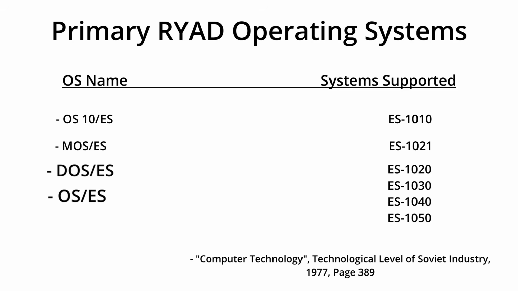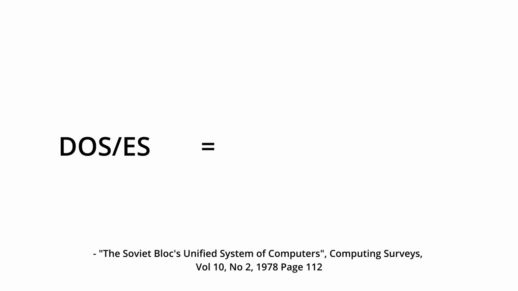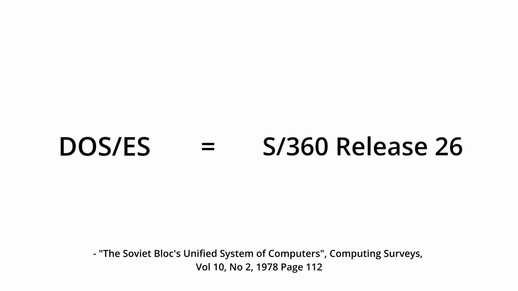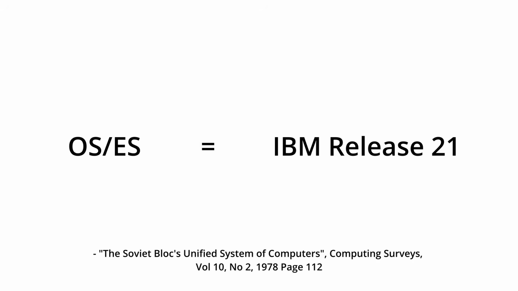Interestingly, the 2 main RYAD operating systems were not homegrown Soviet ones, and hence their ability to run S360 programs was not an original creation, but rather a benefit of the hardware compatibility that RYAD had aimed for. The reason DOS ES could run most S360 applications was apparently because DOS ES was actually functionally identical to the IBM S360 DOS operating system, specifically S360 Release 26 from December 1971. Likewise, OS ES was a copy of OS 360, specifically IBM Release 21 from August 1972.